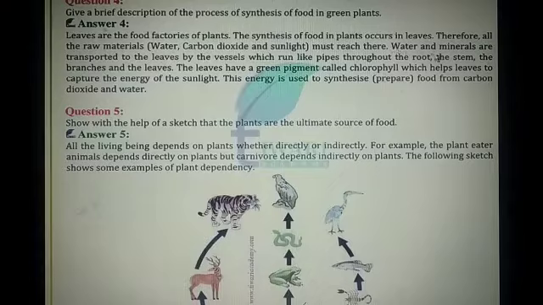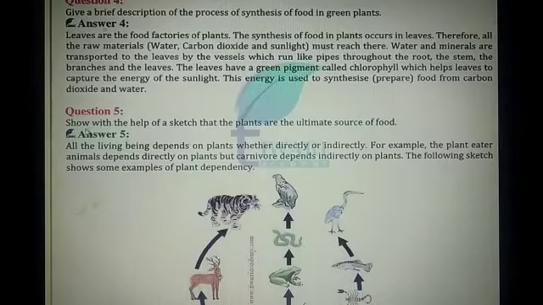Water and minerals are transported to the leaf by the vessels which run through like a pipe. I taught you xylem vessels carry water and minerals throughout the root, stem and branch and the leaf. The leaf has a green pigment. What do we call it? Green pigment, chlorophyll. And student, what is the work of chlorophyll? Yes, to trap the sunlight, which helps the leaf to capture the energy of the sunlight. The energy is used to synthesize food from the carbon dioxide and water.